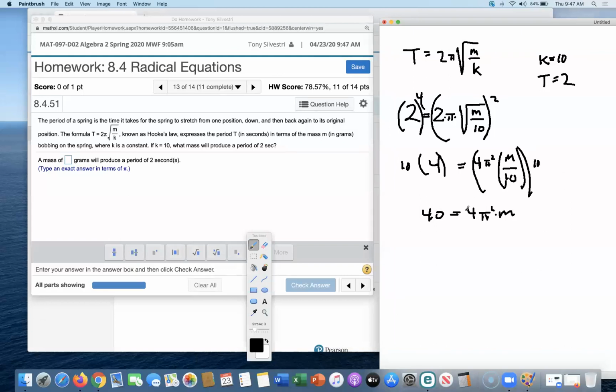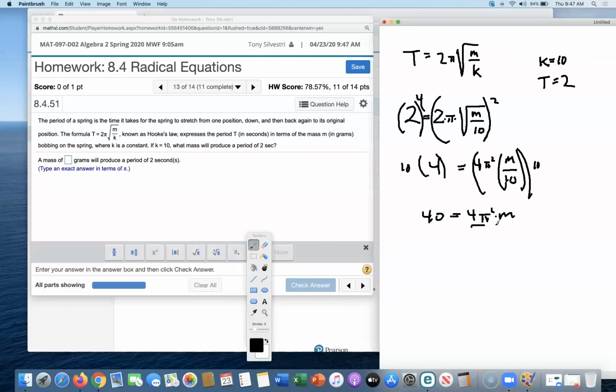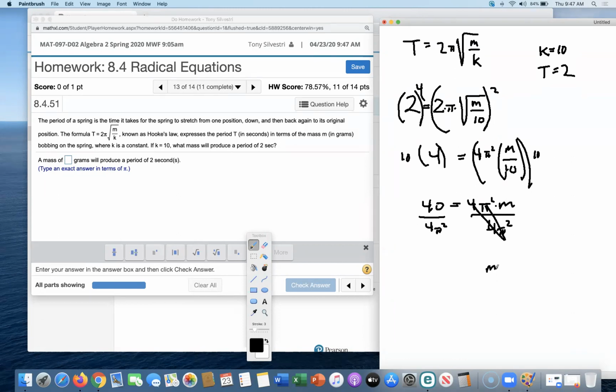M is being multiplied by this mess. I'm going to divide by that mess, because that cancels this, that cancels this. This gives me M equals 40 over 4 pi squared. And will that be the correct answer?